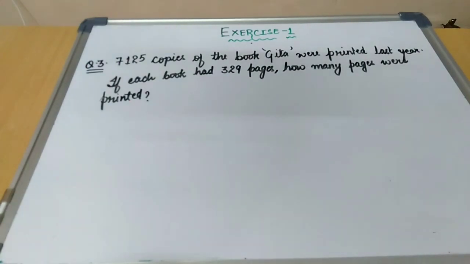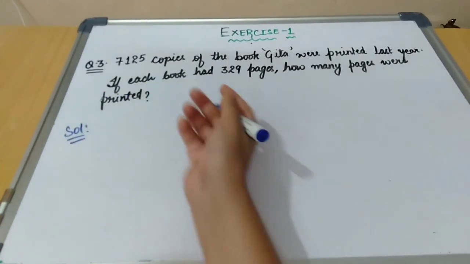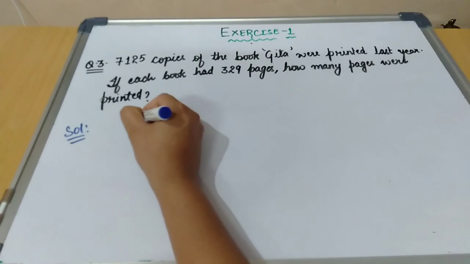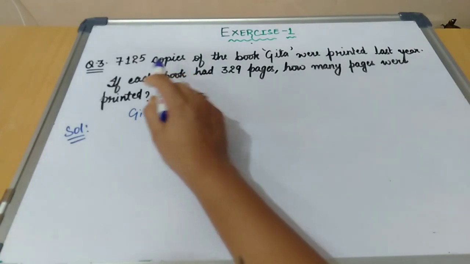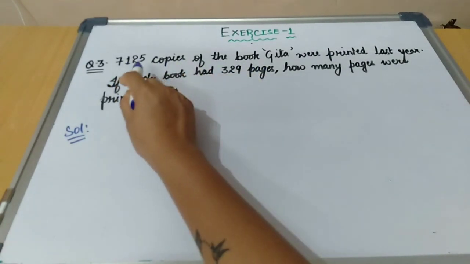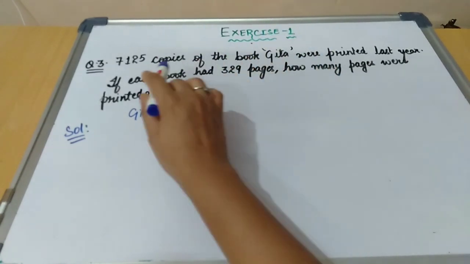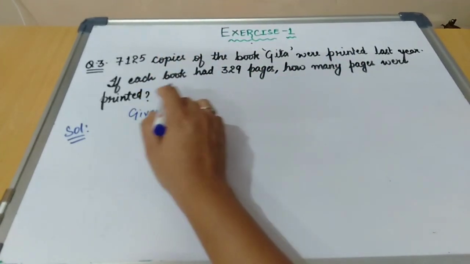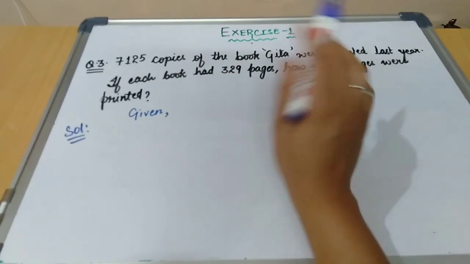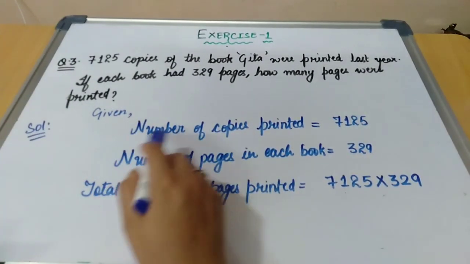Okay, so how will we find out? First we will write the solution. You will write the solution over here, then you will write given. Whatever information is given to you, you will write over here. So let us write the given information. We will write number of copies of book Gita printed, and each book had pages equal to 329. We have to find the total number of pages printed.